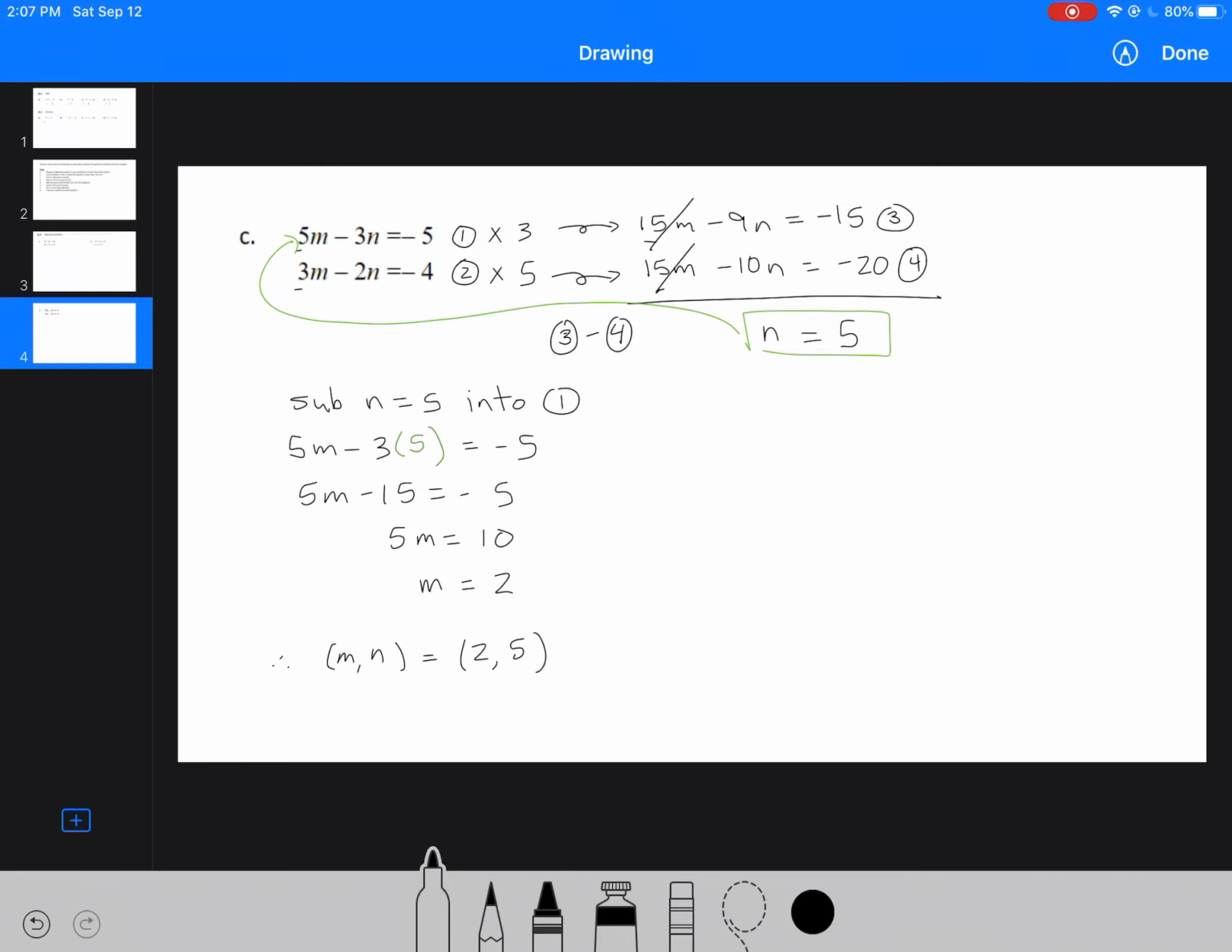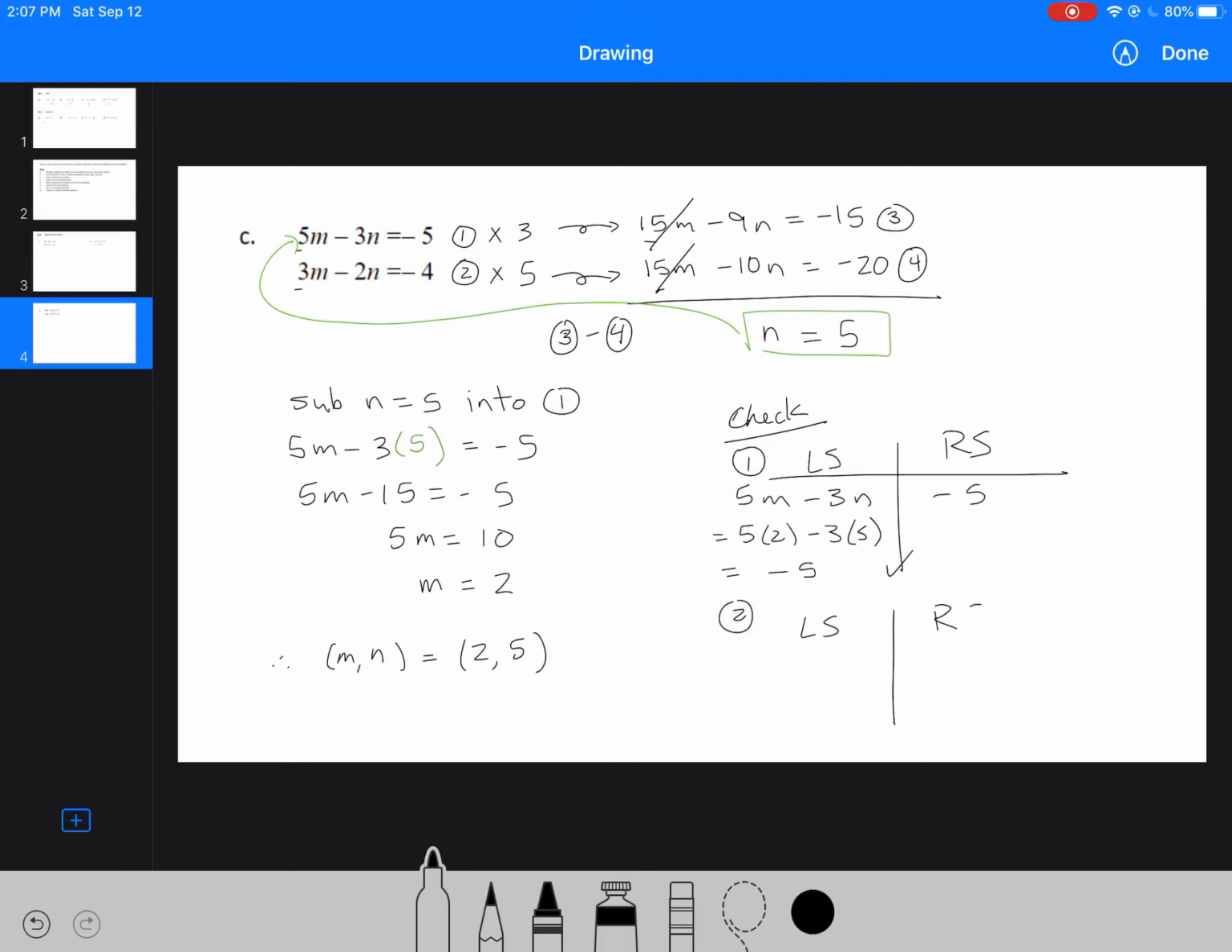And let's just double check just for fun. Okay, so this would be our formal check. We're going to first check our left side and our right side in the first equation. So we've got 5m minus 3n equals minus 5. 5 times 2 minus 3 times 5 equals, let's see, 10 minus 15, minus 5. So that's good.